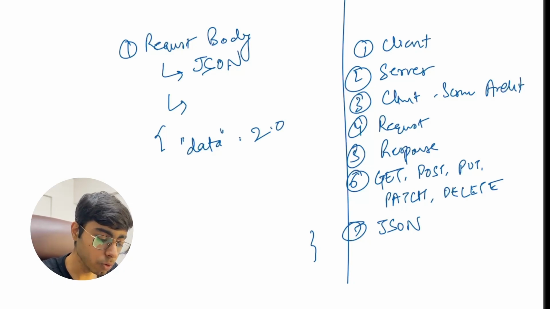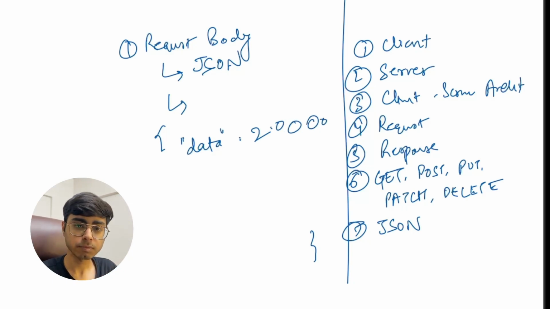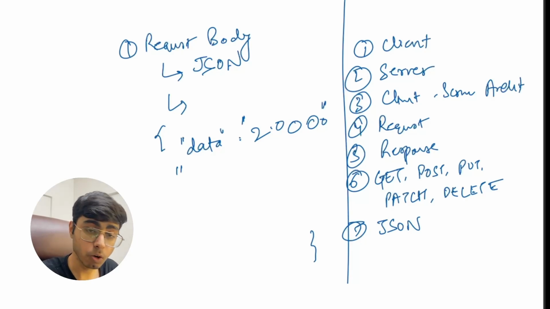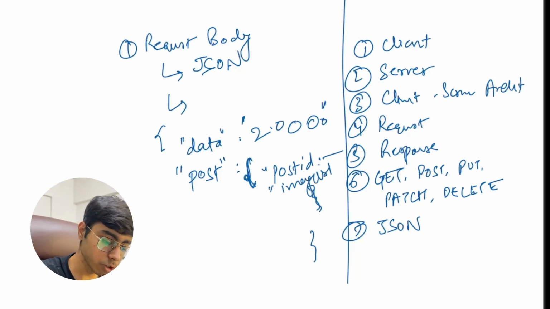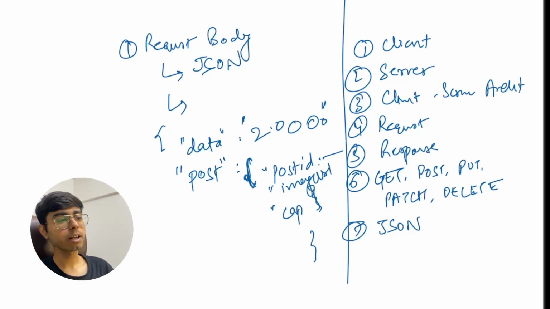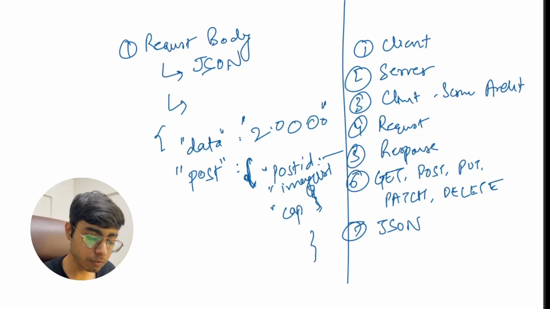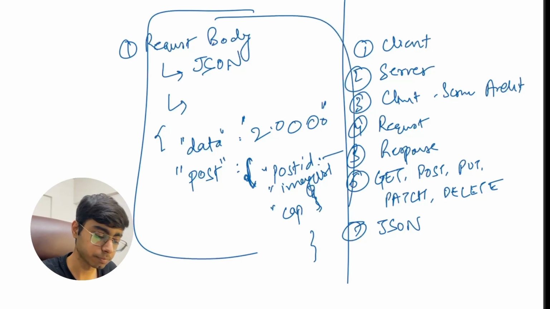It can be a float. It can be a double. It can be a string, right? Or my JSON body, my request body, can also be another data structure like this. So let's say I'm passing a post. The post is going to have another curly bracket. In this we can have a post ID, right? It can again be an integer, it can be an image URL, then it can be a caption, right? So that's how information is passed in the request body.